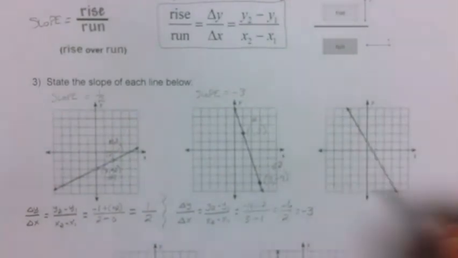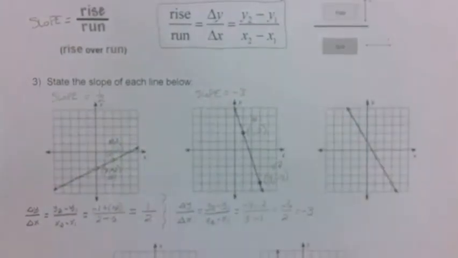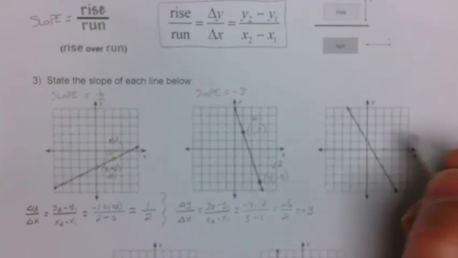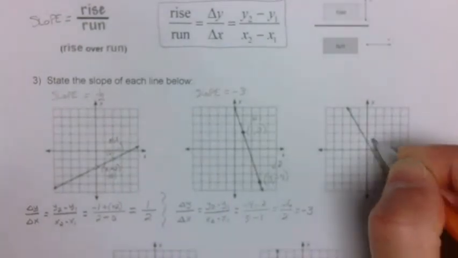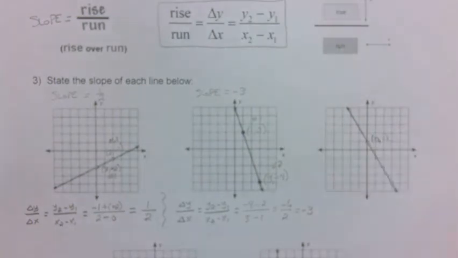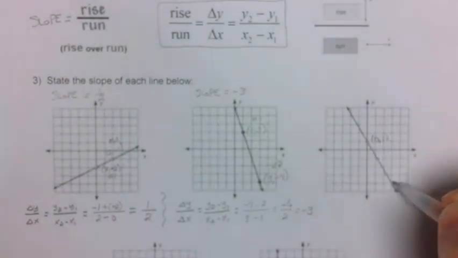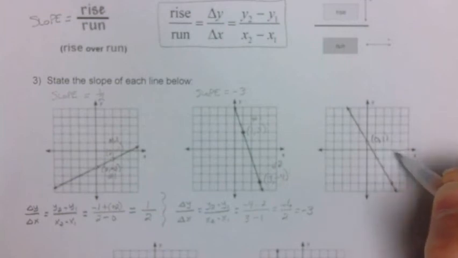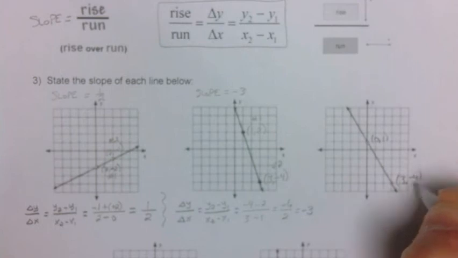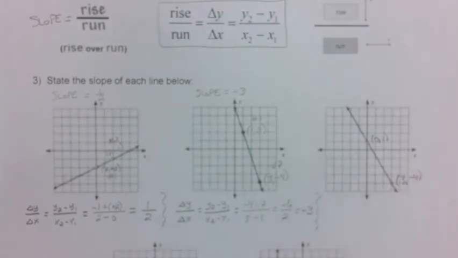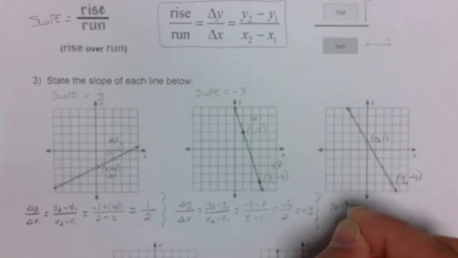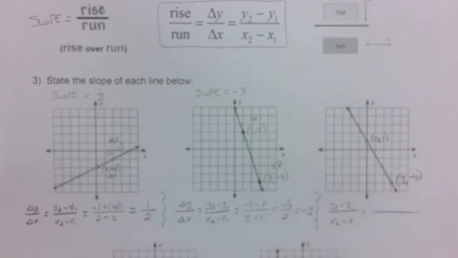All right, how about on our next graph here? Again, let's find 2 points that are on that line. I can see there's a point right there at (0, 1). And I can see there's another point here, which is at 1, 2, 3 to the right, and negative 1, 2, 3, 4, so again (3, -4). Let's calculate our slope. y2 minus y1 over x2 minus x1. Let's make (0, 1) point number 1. (3, -4) is point number 2.